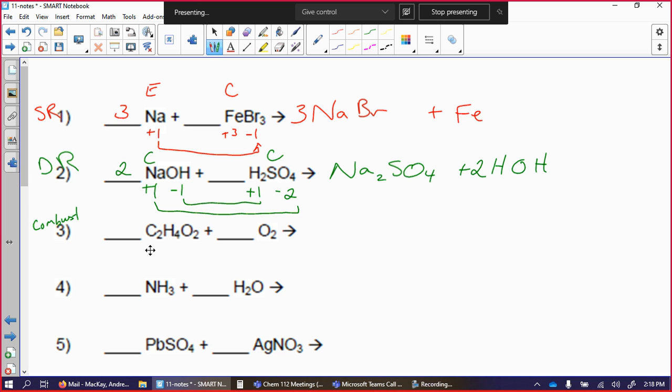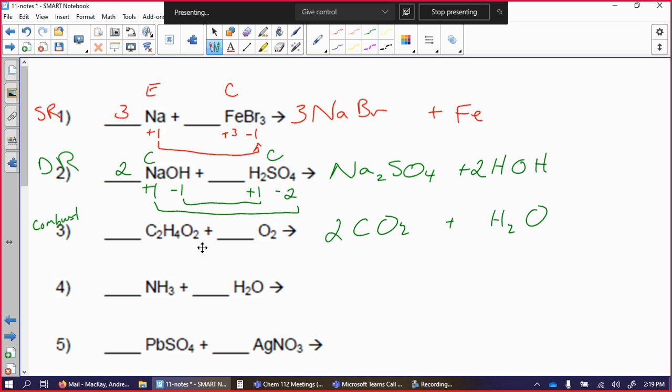C2H4O2. Propylene. No. Ethylene glycol, maybe? I don't know. But if it doesn't say anything, if it's combustion, we assume it's complete combustion because that's the easiest thing to do. Carbon dioxide and water.